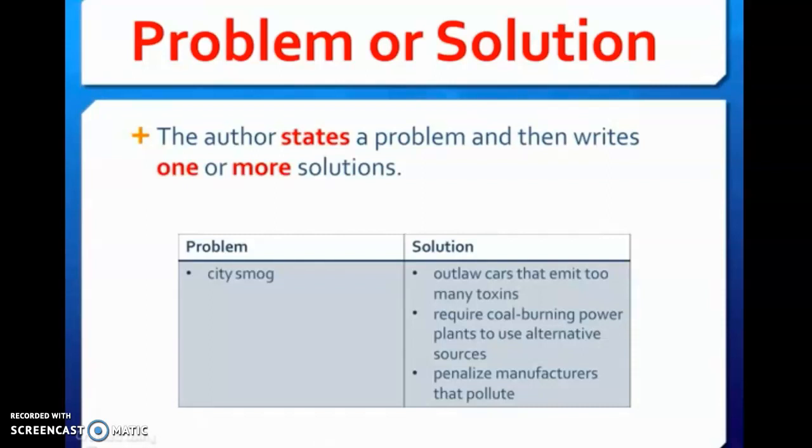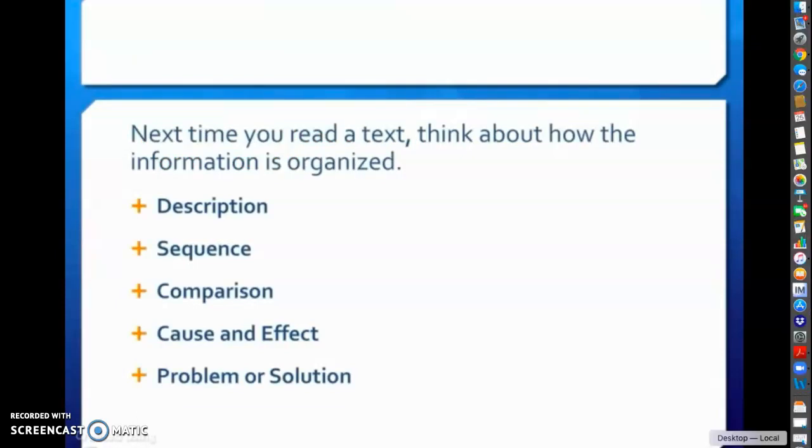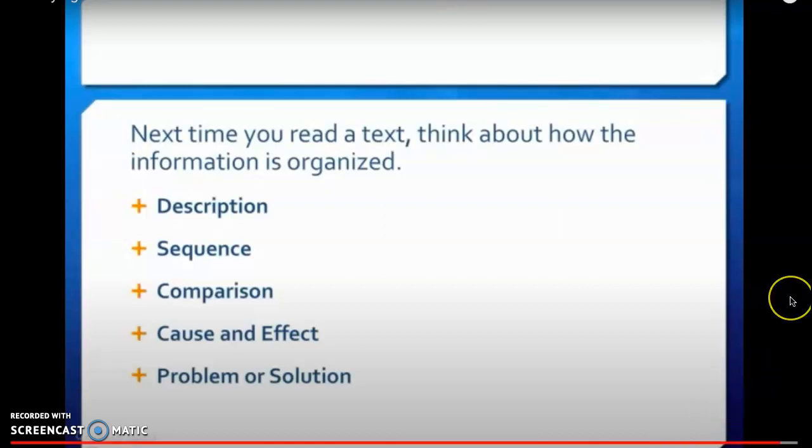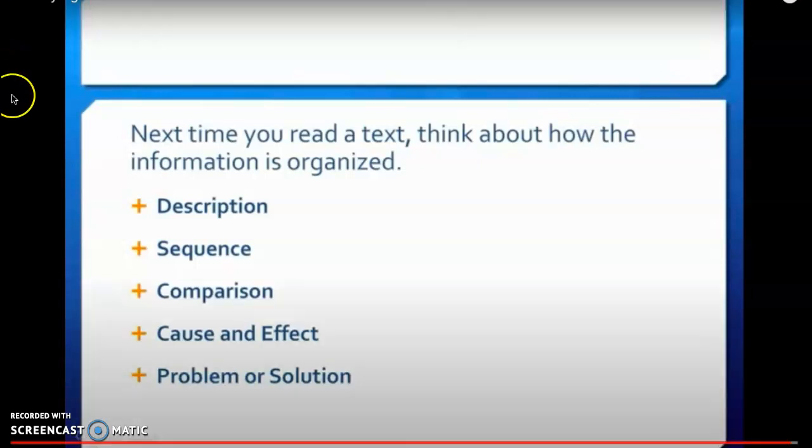So some solutions to solve city smog would be to outlaw cars that emit too many toxins, require coal-burning power plants to use alternative sources, penalize manufacturers that pollute. So the author would argue why these solutions would be effective to solve the problem of city smog. So the next time that you read a text, think about how the information is organized. Is it organized with the text feature of description, sequence, comparison, cause and effect, or problem or solution?